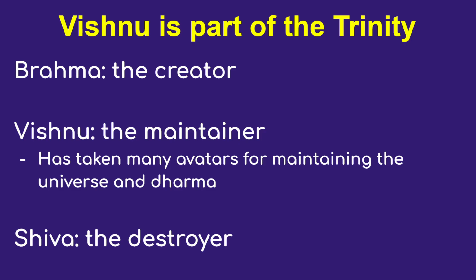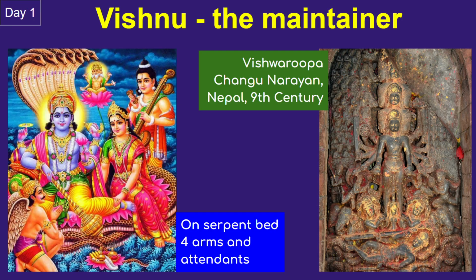There is Brahma, who is supposed to be the creator, Vishnu, who maintains the universe, and Shiva destroys the universe because you need to have constant destruction in order to have creation also. So the Trinity has three separate roles: creation, maintenance, destruction. Vishnu, being the maintainer, has taken many avatars because maintenance requires constant work, right? So that's why Vishnu has all these avatars to maintain the universe and dharma.